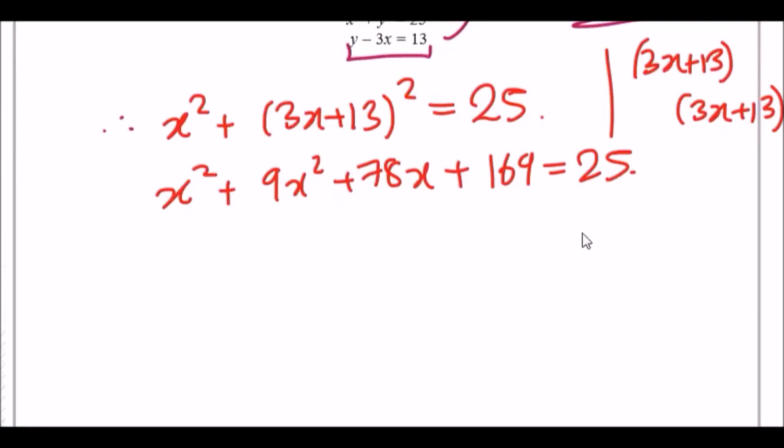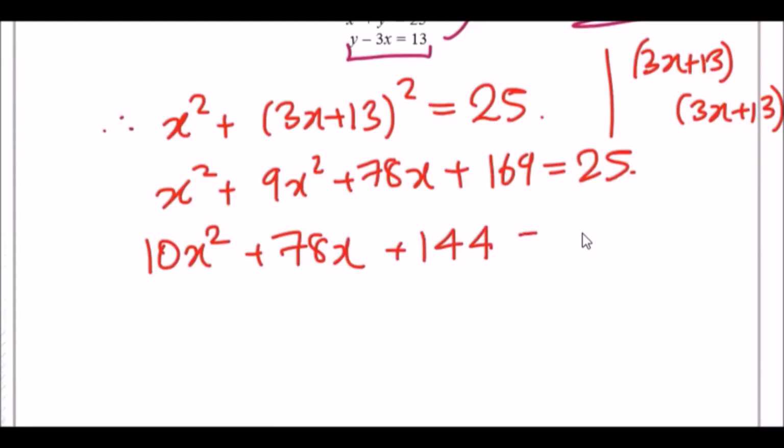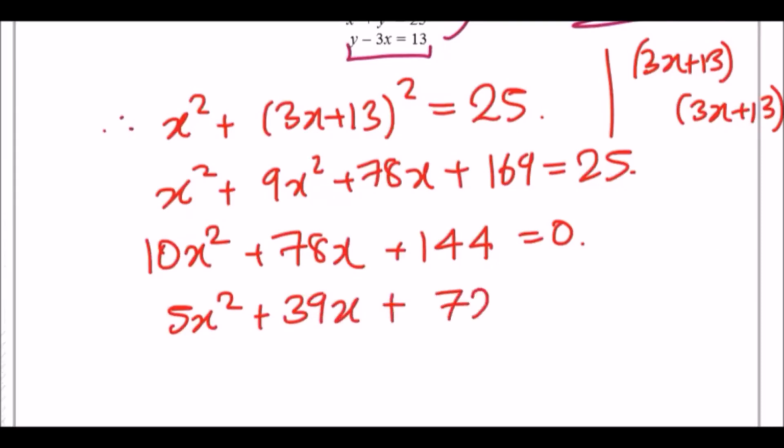So collecting like terms, x squared and 9x squared makes 10x squared. We've got 78x. 169 minus 25 is 144. All right, almost done. Can we simplify? Yes. You can divide this all by 2. So we're going to have 5x squared plus 39x plus 72 equals 0. So always try and find ways to make your life easier.